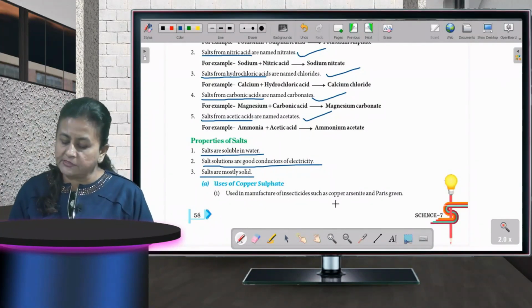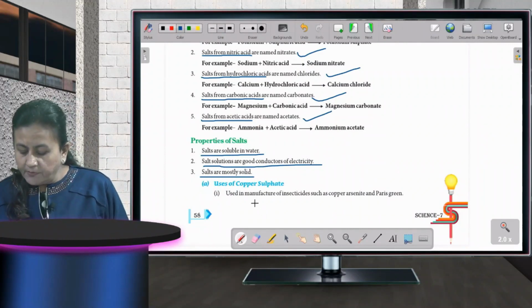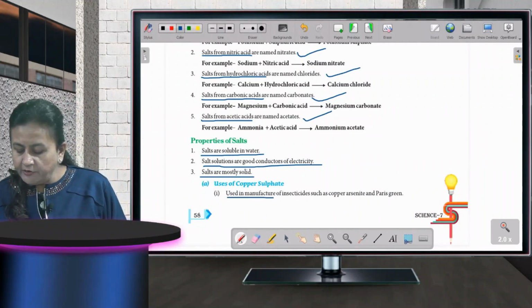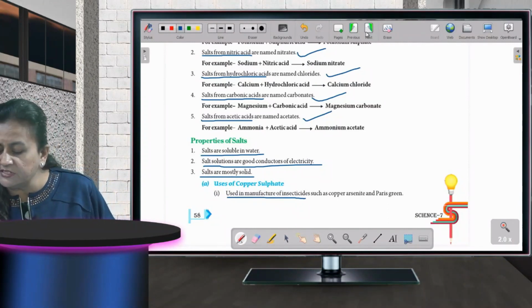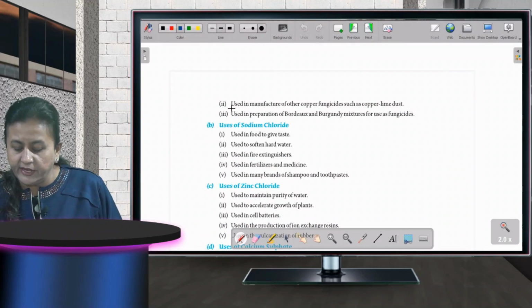First is copper sulfate. What is copper sulfate used in? It is used in manufacture of insecticides. Okay, where are we using? In the manufacturing of insecticides. Okay, then used in manufacturing of other copper fungicides, then used in preparation of Bordeaux mixture.